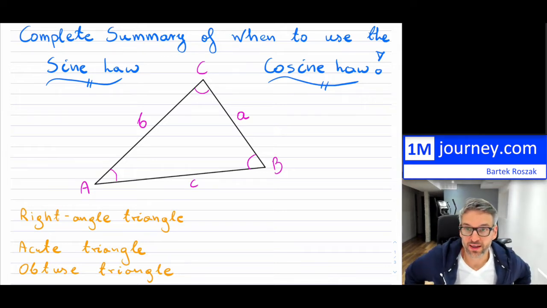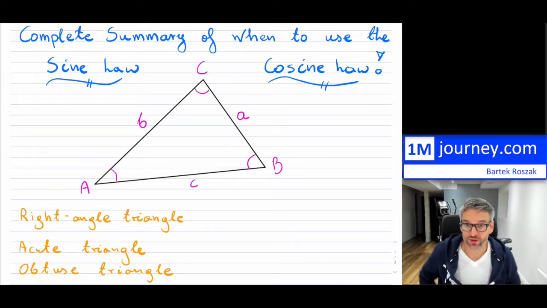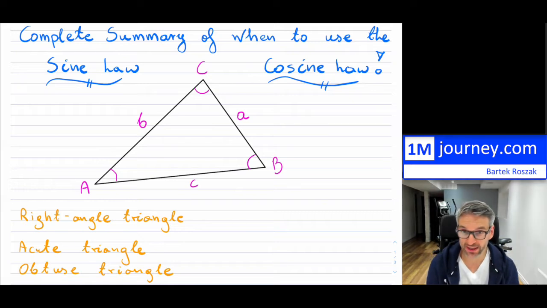Now, when you're dealing with triangles, the minimum you need is three pieces of information to be able to find the rest of the remaining information. Those three pieces of information could be a side, a side, and a side, when we know all the sides, maybe an angle and a side, or some combination of those.